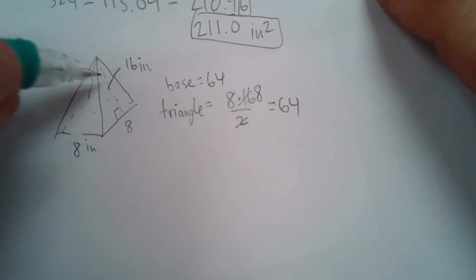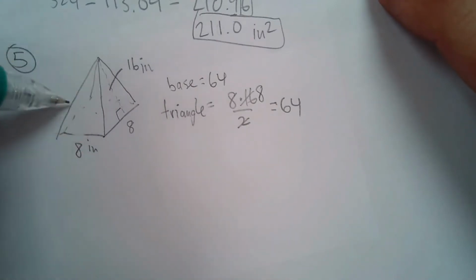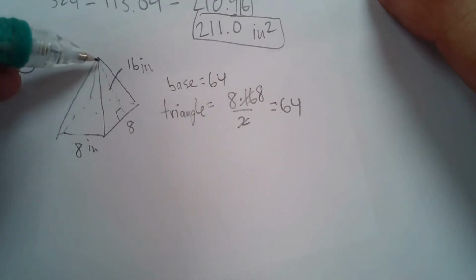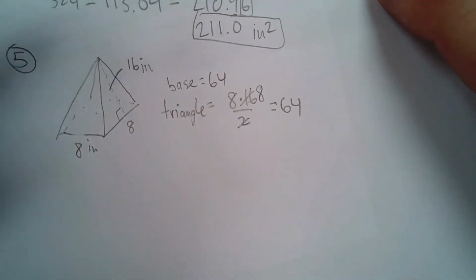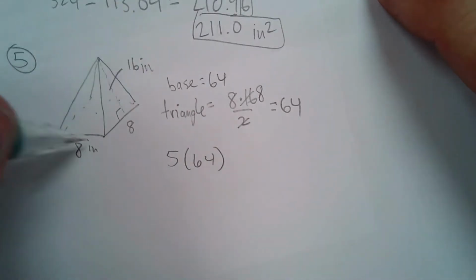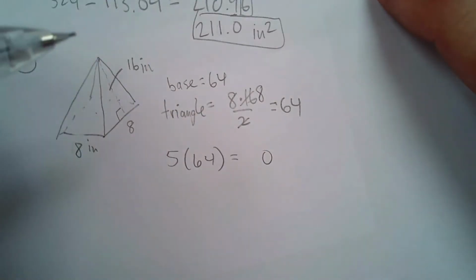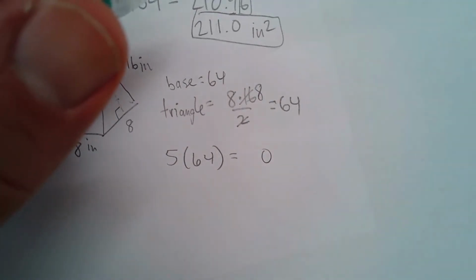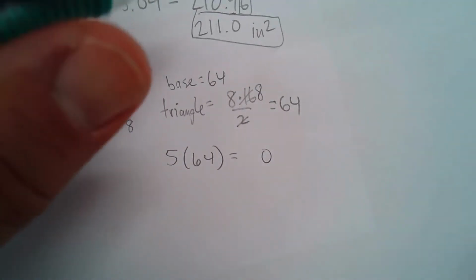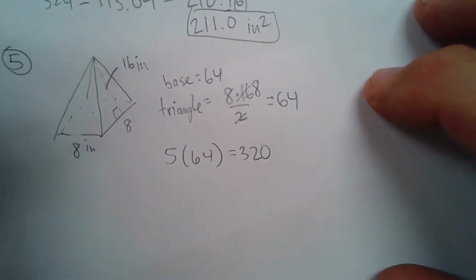And how many of these triangles are there? There are 4 of them because there's one here, one there, one to the left, and one to the right. So this would actually be 5 times 64, right? Because the base is 64 and all the sides have an area of 64. So that's 320. I'm checking my answer right now, 320. And that's still area, so 320 square inches.